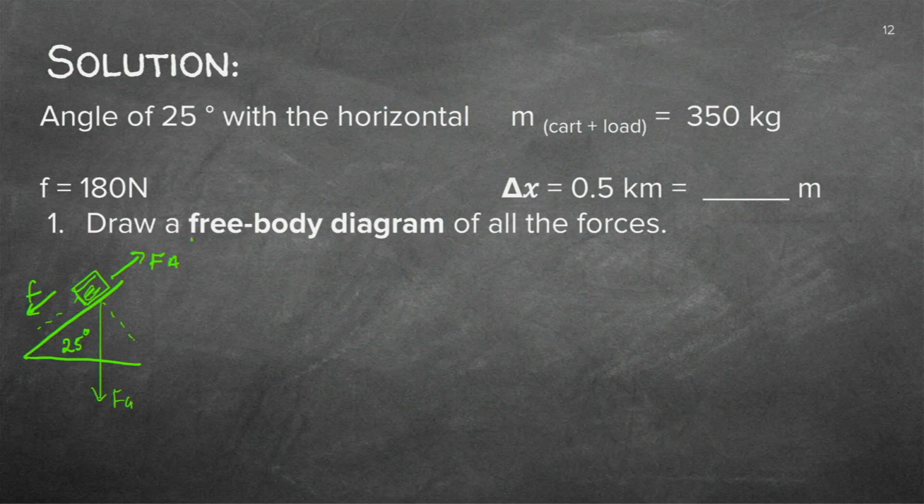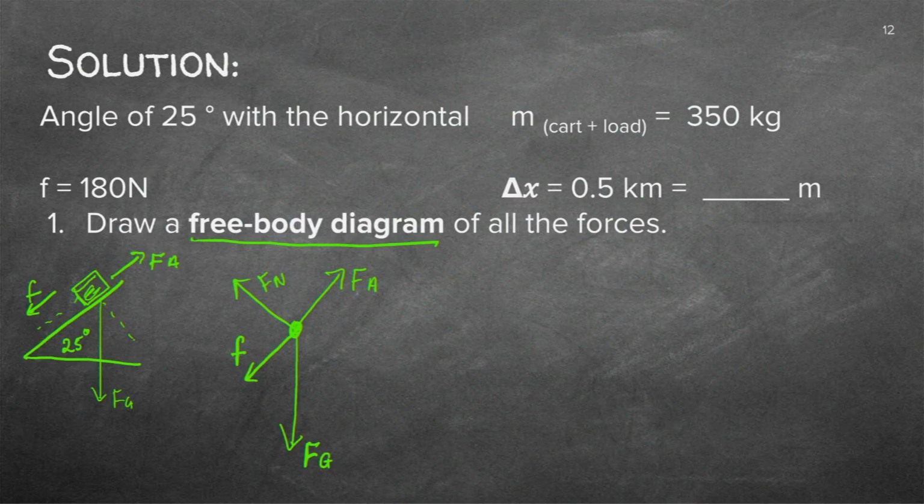They're asking me to draw a free body diagram, so I'm going to do that. I've got the applied force, which is upwards. I've got the downward force, which is the friction. I also have the gravity going down, and I've got the normal force from the surface. That would be one free body diagram.